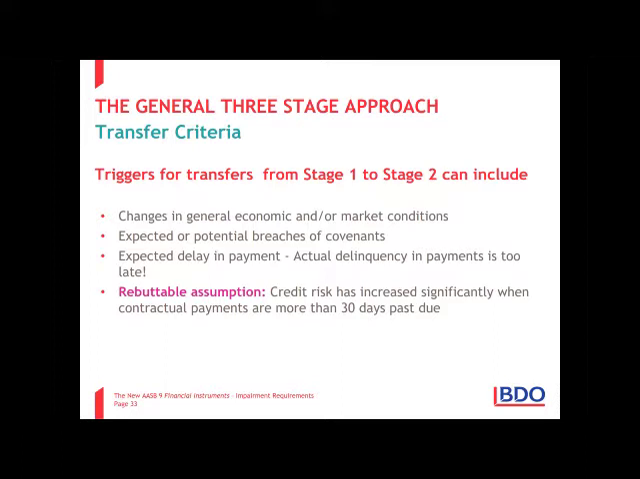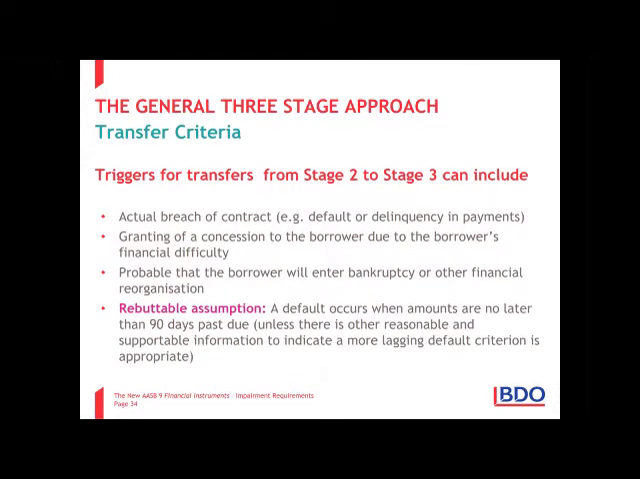Yes, you can come up with other triggers for transfers, but the rebuttable assumption is that more than 30 days past due, it has to move to stage 2. So, do you gather the information to determine how many days past due and then follow through on your impairment provision?